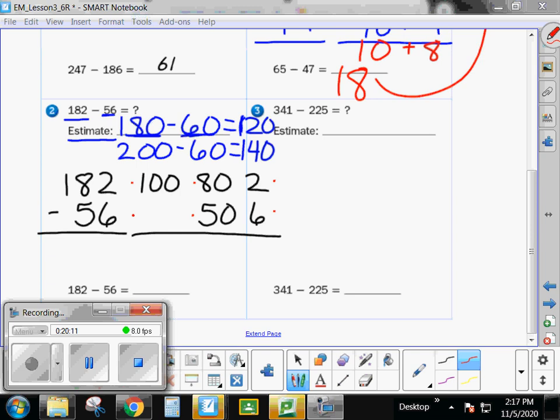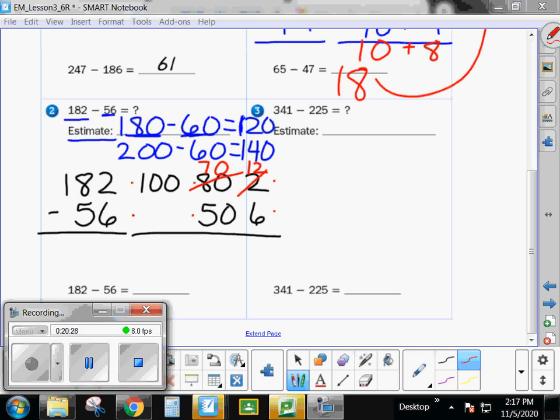Oh, not more on top. So I am going to go over to the tens place and borrow. I'm going to trade a 10. So now there's 70 tens. Bring that 10 over, and so now I should have 12 ones. Now I've got more on top, more on top, more on top.